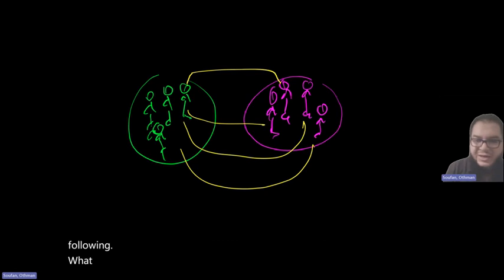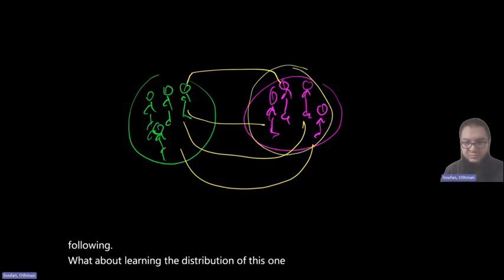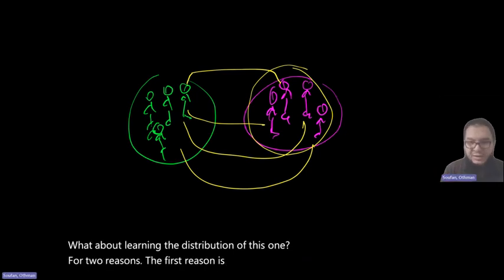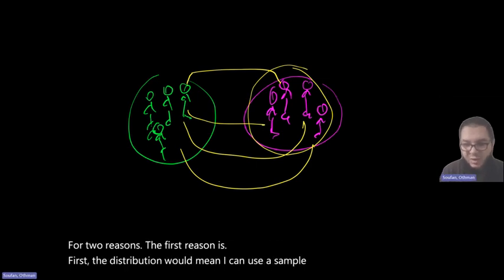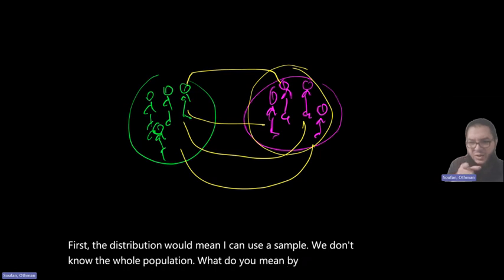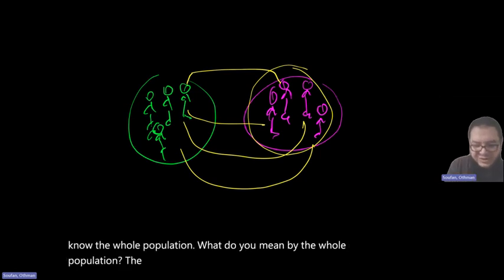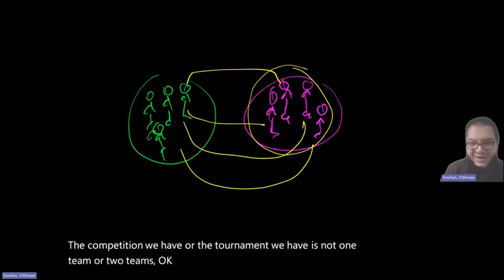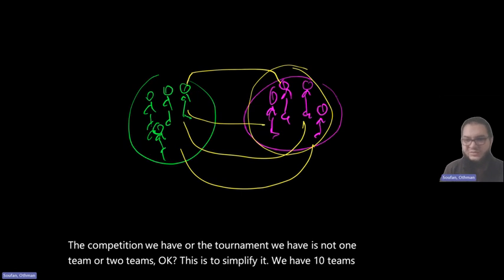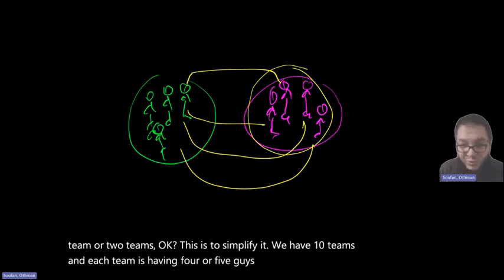What about learning the distribution of this one? For two reasons. First, the distribution would mean I can use a sample. We don't know the whole population. What do you mean by the whole population? Well, the competition or the tournament we have is not one team or two teams, this is to simplify it. We have 10 teams, and each team has 4 or 5 guys. Well, in the future, you'll have more and more.